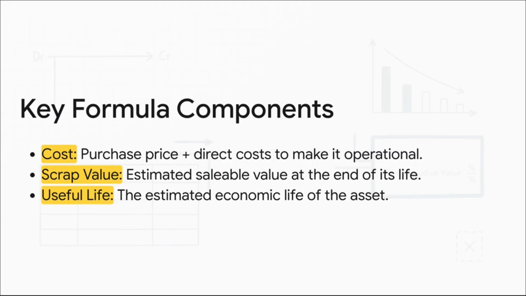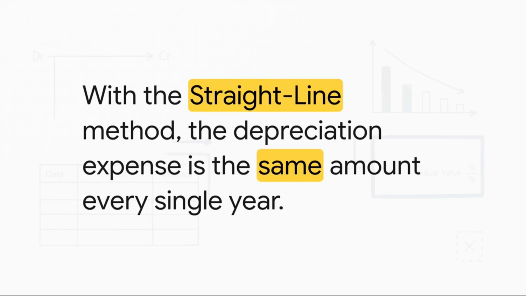And useful life is your estimate for how long that asset will actually be economically useful to your business. Notice I keep saying estimate. Depreciation is all about making reasoned estimations. Okay, if you remember one thing about the straight line method, make it this. The amount you charge for depreciation is the exact same amount every single year. That's why it's called straight line. If you drew it on a graph, it would be a perfectly flat, horizontal line.